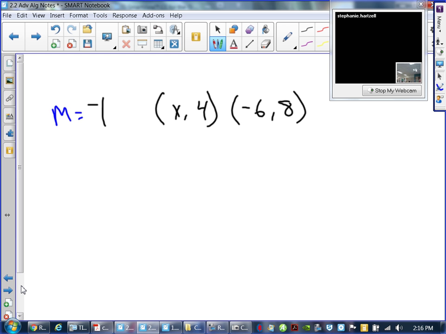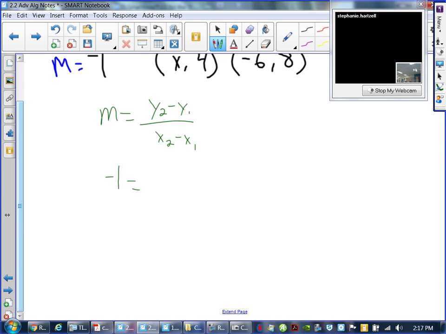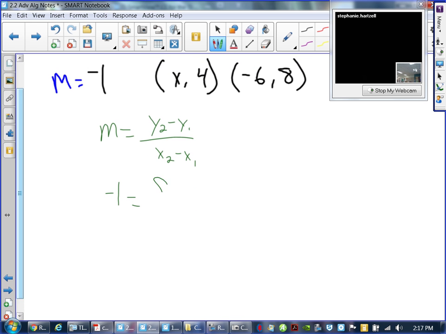And then it also helps you to reemphasize where place value and things like that go. Okay. Now, I just write down the equation for slope: change in y over change in x, and I fill in the blanks. According to this, my slope is -1. And then I have 8 minus 4 over -6 minus x.